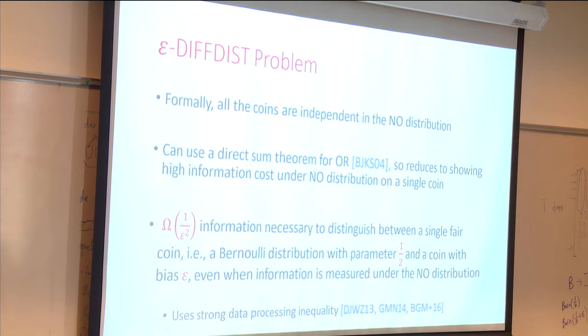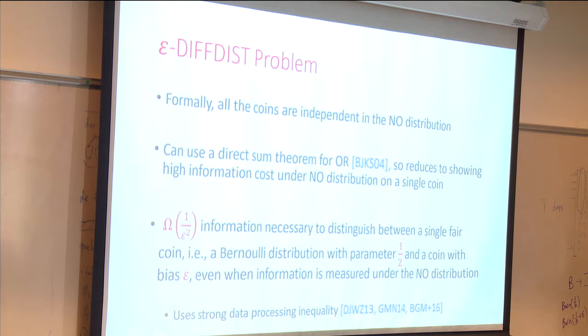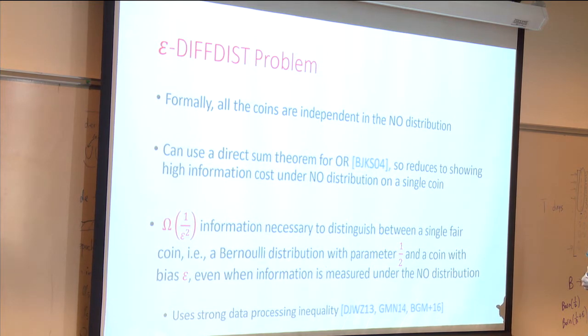Yeah. So the lower bound holds for any t, does it depend on the number of points you have, the number of players? No, this is a 1 over epsilon squared lower bound for any t.